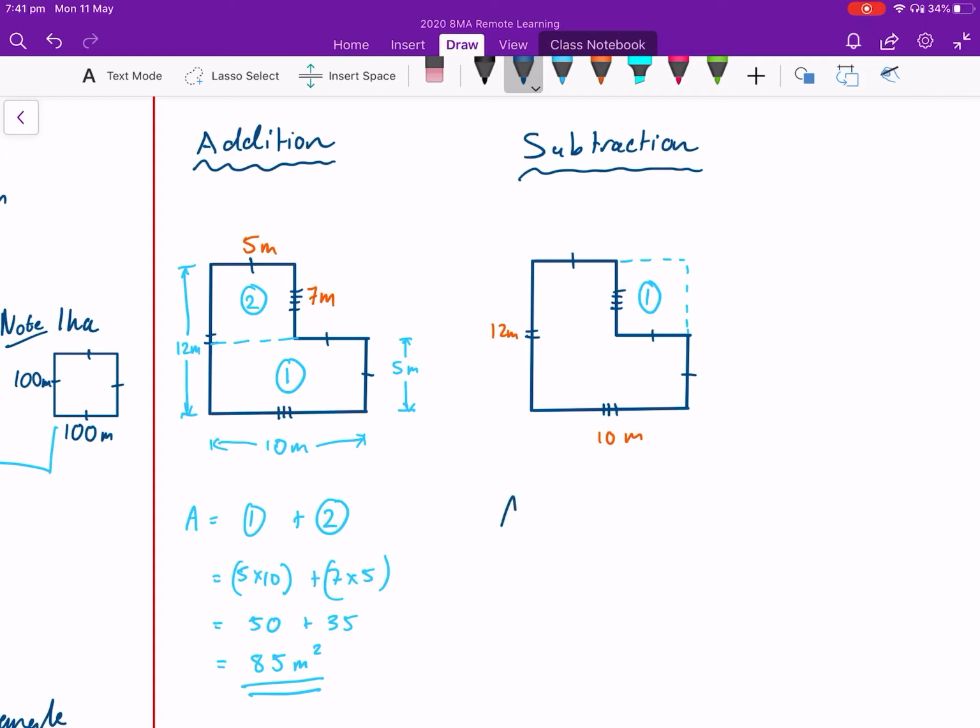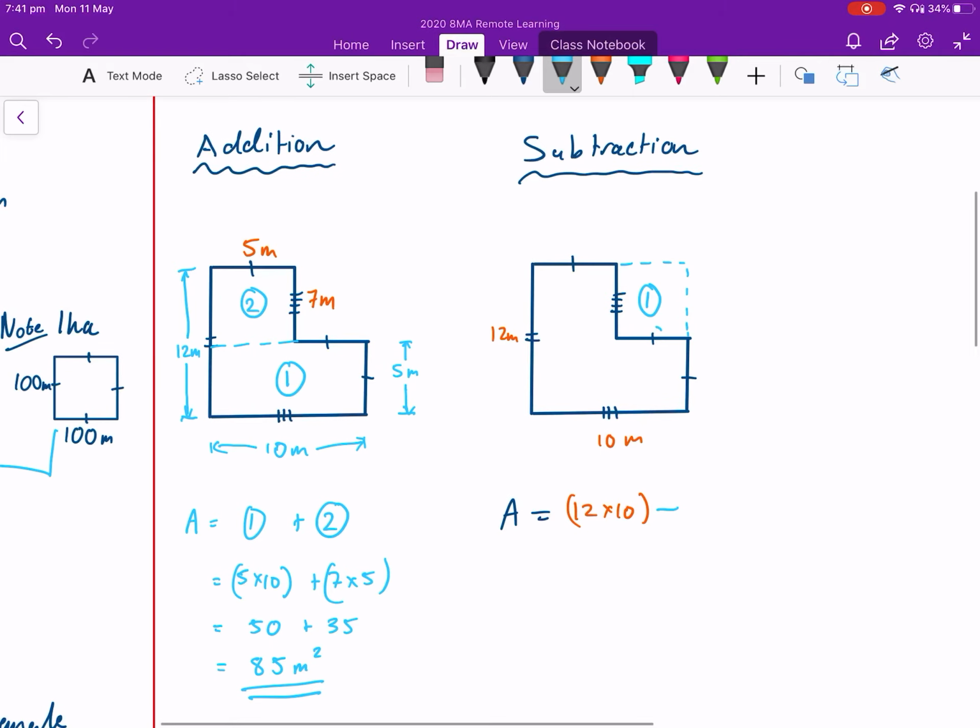Okay, so let's do this. So I'm going to have A, the area, is equal to 12 times 10. And then I'm going to go minus. Well, I know this side here is from over here, I can tell that that is 5 meters. And then we found that this was 7 meters. So that's going to be the same over here. Okay, so I'll write in 7 meters. So here I'm going to have 7 times 5.